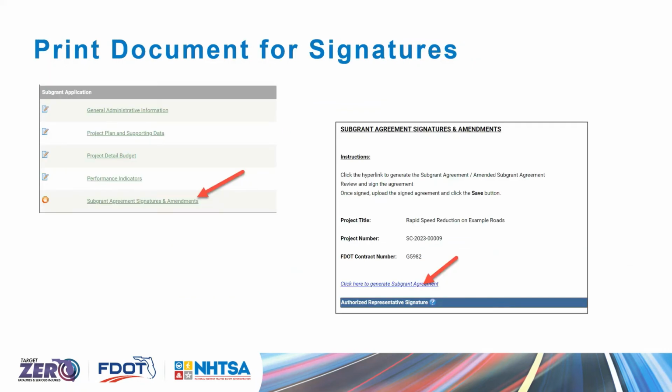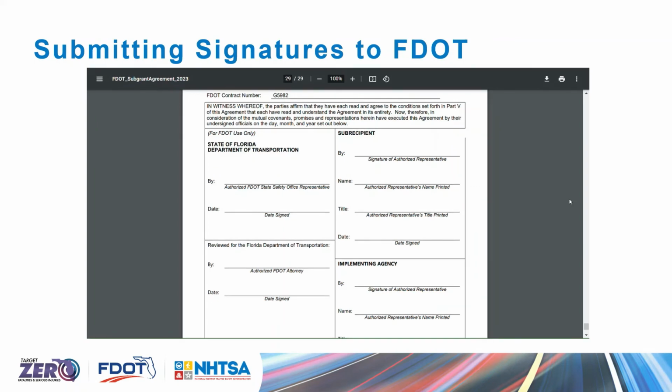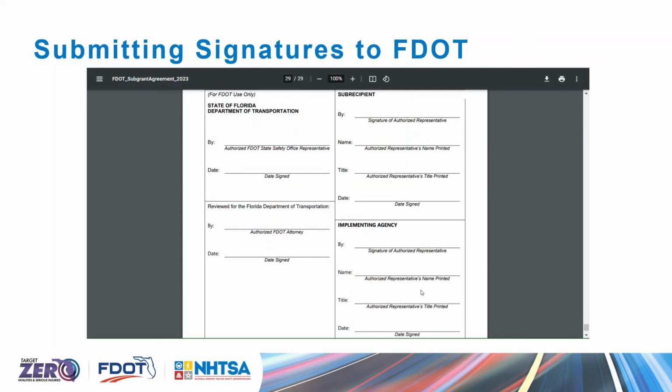Once you've clicked on that document, it'll take you to the Forms menu, and you want to navigate to the Subgrant Agreement Signatures and Amendments form. So you'll click on that link, and then on that page you're going to click here to generate subgrant agreement. In Subgrant Signatures Required status, you will notice that the generated subgrant agreement now has a signature page. Both the subrecipient signature block and the implementing agency signature block need to be completed before uploading to return to DOT.